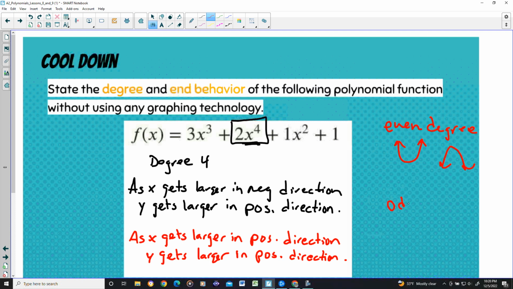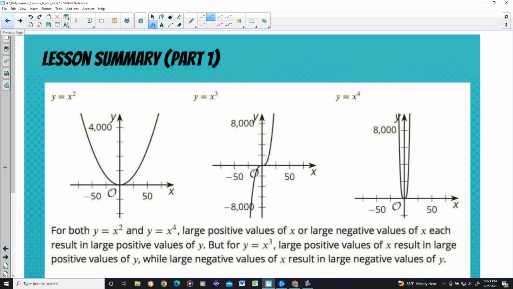But if you have a function with an odd degree, you're going to have a function that does this or does this. That's the big idea. And so here's the idea. The x squared next to the fourth, both ends point up, but x to the third, the ends point in different directions. The same would hold true for x to the fifth, x to the seventh. It would point in different directions.